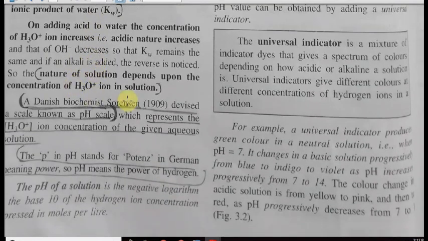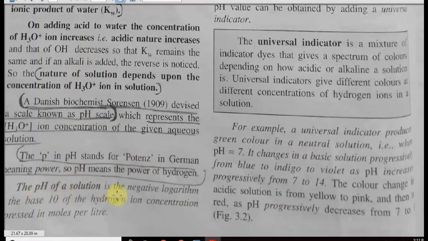A Danish scientist named Sorensen devised a scale which is called a pH scale. pH means potency of hydrogen. Now it gives the rough idea how strong a solution is basic or how strong is acidic. The definition of a pH is given here.